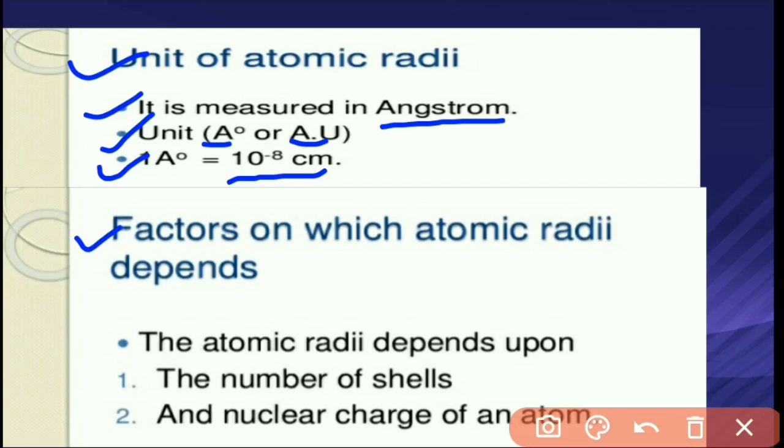Next, factors on which atomic radii depend. The atomic radii depend generally upon the number of shells. When the number of shells increases, atomic radii also increases because the atomic size increases. Next factor is nuclear charge of an atom. Generally in a period, electrons increase in the same valence shell, so the nuclear charge increases and therefore the attraction force increases between the nucleus and valence shell electrons. So therefore atomic radii decreases.